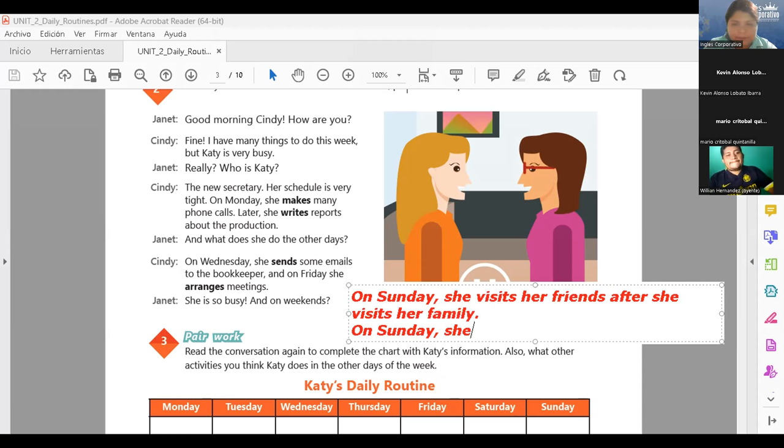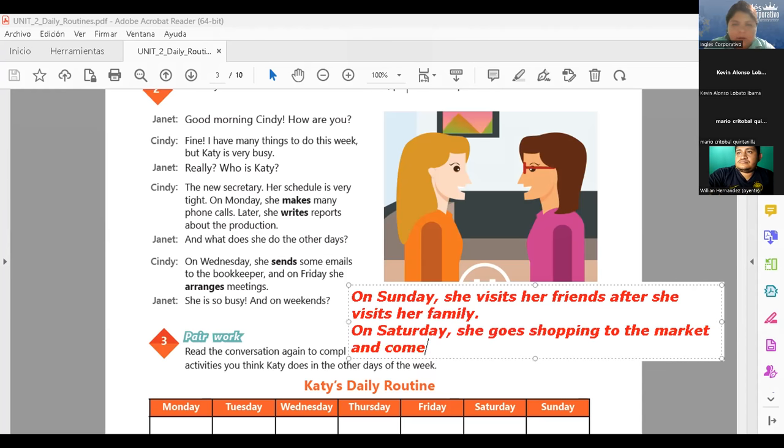Leámosla nuevamente. She goes Saturday shopping market. After that, coming back house. Okay, on Saturday she goes shopping. She goes shopping to the market. To the market. Va de compras al mercado. Comes back home, y regresa a casa. Okay. Va al súper de compras al market and comes back. Siempre acá la S. Comes back home. Okay, thank you guys.